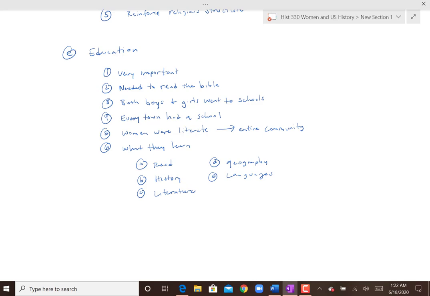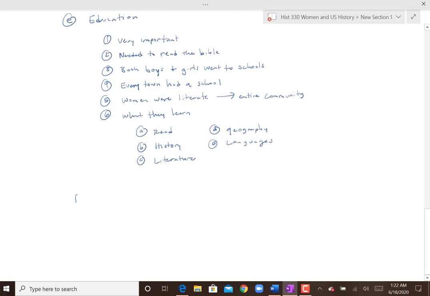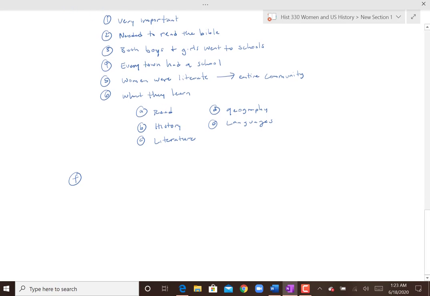So girls in Puritan society ended up with a really quality education for the time frame compared to women everywhere else because of the connection to religion. So that certainly was one of the benefits of being a woman in Puritan society, is that you were, yeah, for the time, highly educated. The other thing that was unique to their town and the society had to do with legal aspects.